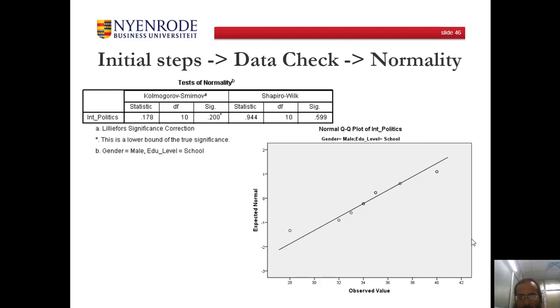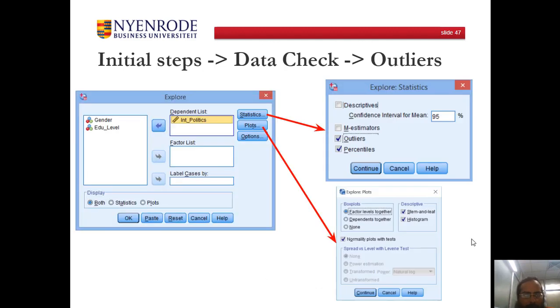Sometimes students make this mistake. They take it as normally distributed if the significance level is okay. But it's the other way around, because these tests are based on the hypothesis that data is not normal. So the significance level is for that hypothesis and not for the hypothesis that the data is normal.